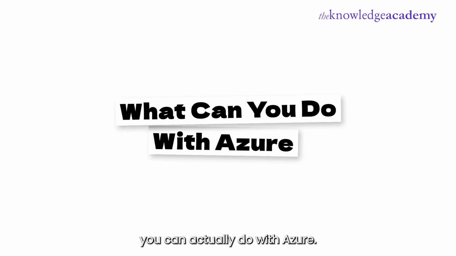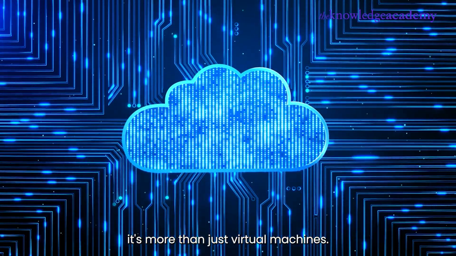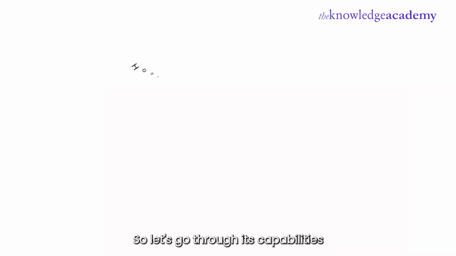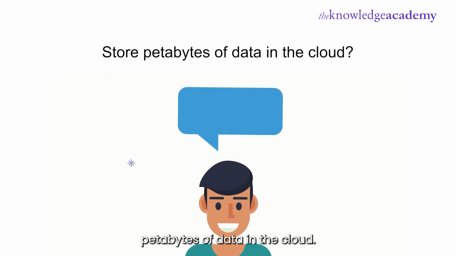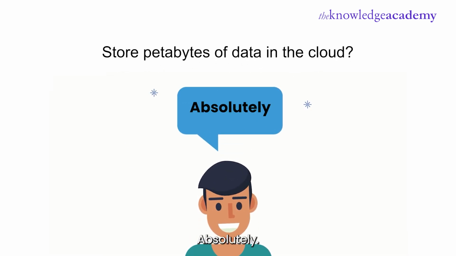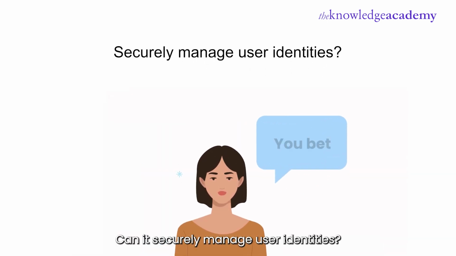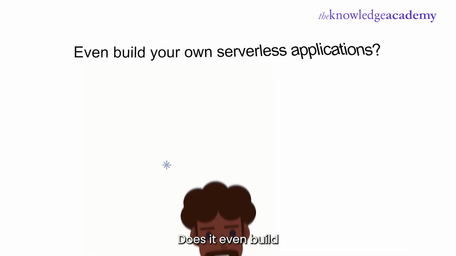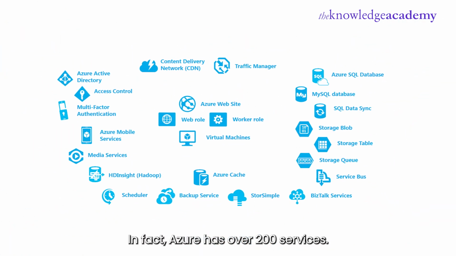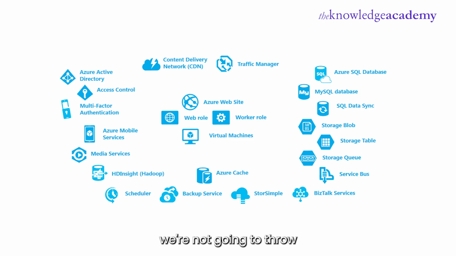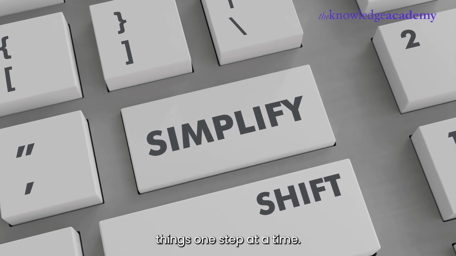Now let's talk about what you can actually do with Azure. Because spoiler alert, it's more than just virtual machines. So let's go through its capabilities. Can it host websites and web apps? Yup. And can it store petabytes of data in the cloud? Absolutely. Will it run machine learning models? For sure. Can it securely manage user identities? You bet. Does it even build your own serverless applications? Oh yes. In fact, Azure has over 200 services. But don't worry, we're not going to throw all of that at you at once. This series is about simplifying things, one step at a time.